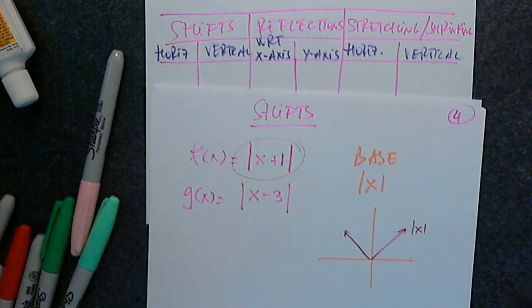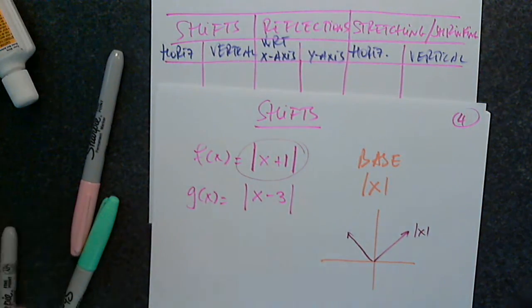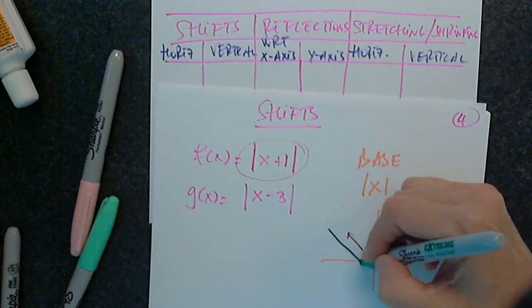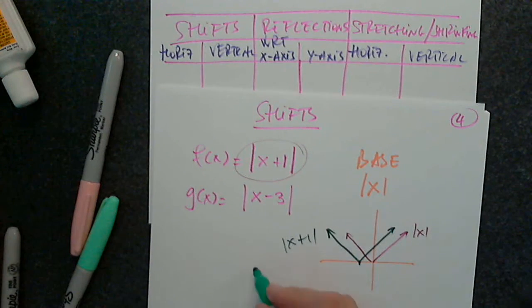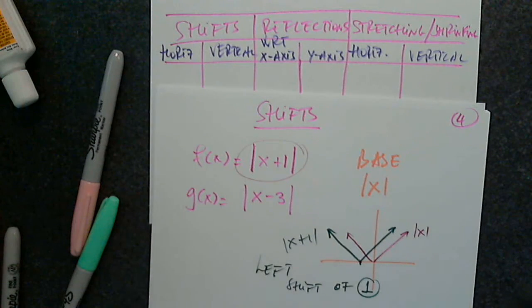Correct. So this is a left shift of 1. So when I graph this function, I shift it to the left 1. And it's all parallel, perfectly the same, but this is x plus 1. So this is a left shift of 1 unit. Or you can say 1 unit to the left.